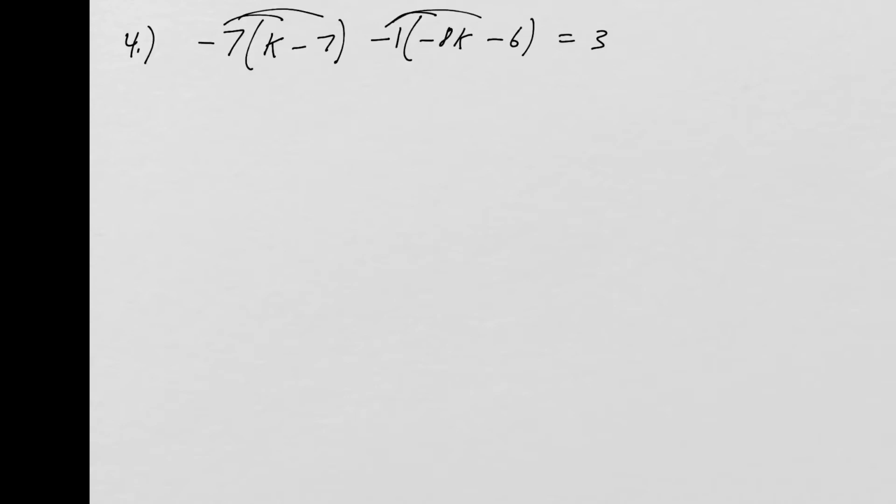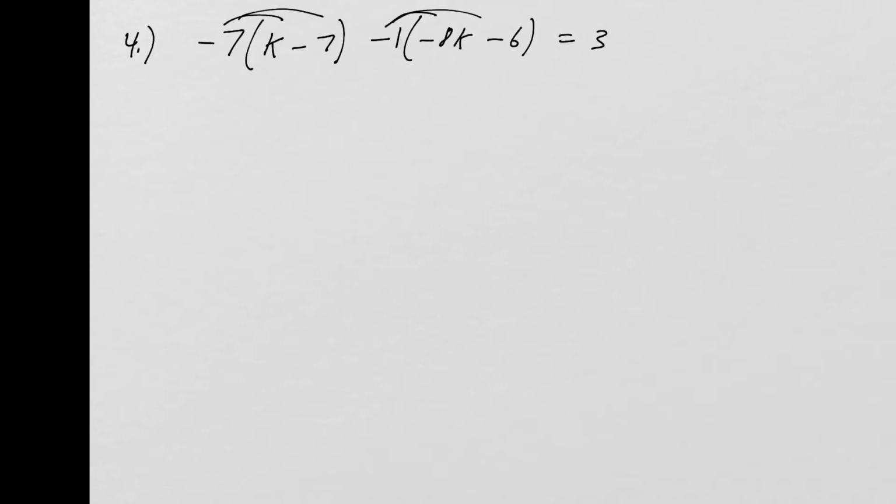So 4 asks us to solve the equation. So we have negative 7 times (k minus 7) minus negative 8k minus 6 equals 3. Okay, so first thing I would do is distribute in the negative 7 and distribute in the negative 1, right? So multiply by negative 7, multiply this by negative 1.